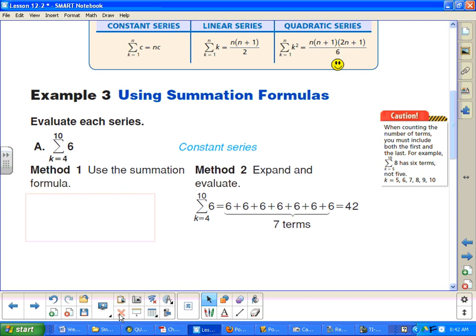Some people think there's only 6 here when I go from 4 to 10, but there's really 7 because you got to count the 4 and the 10. All right, it's not like subtracting. Right? So I could add 6 together 7 times and get 42, or I could just do 7 times 6 and get 42. Right? It's basically your personal preference. Whichever one you want to do, by golly, you go ahead and do it. Okay?